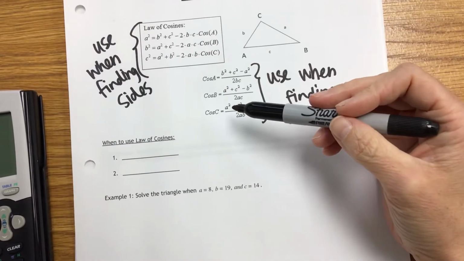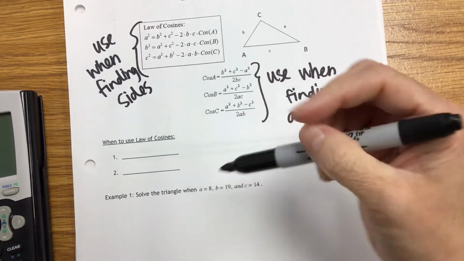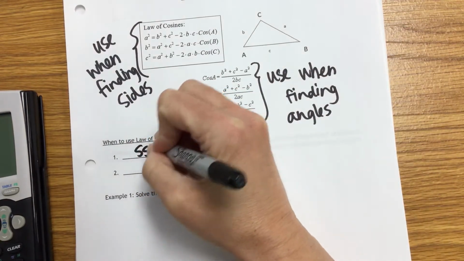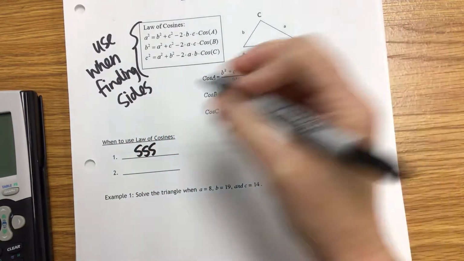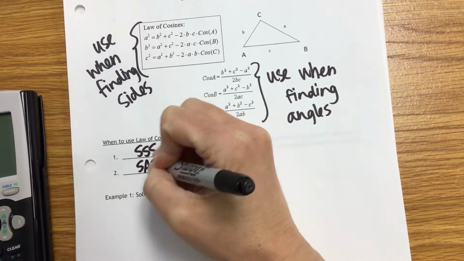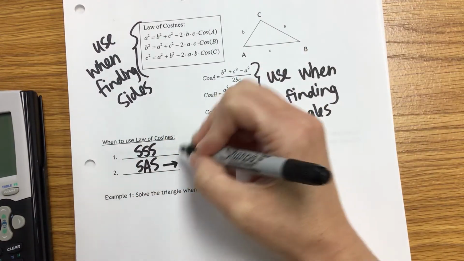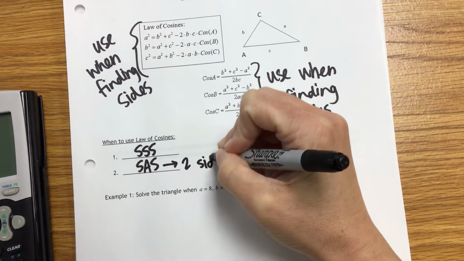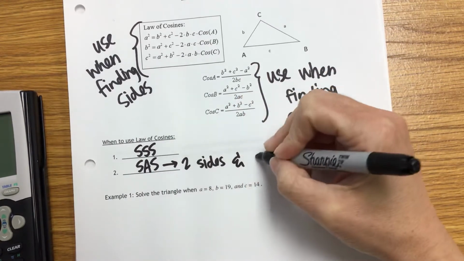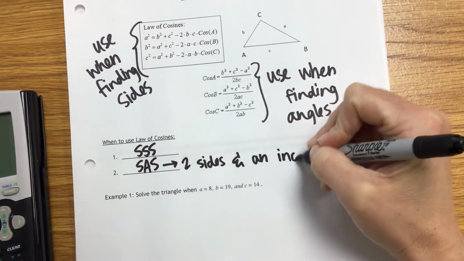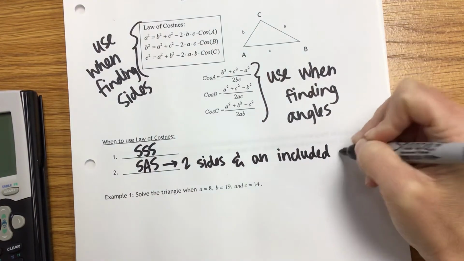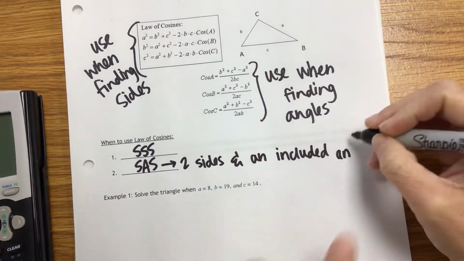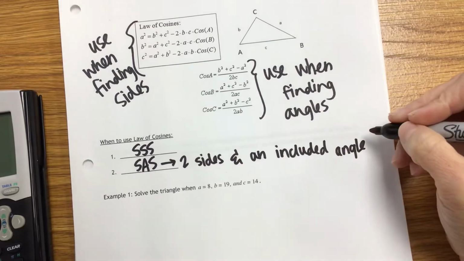There are two different instances when we will use the law of cosines. The first one is if you know all three sides of a triangle. The second one is if it's a SAS triangle, which means you know two sides and an included angle. I will have an example for SAS coming up.